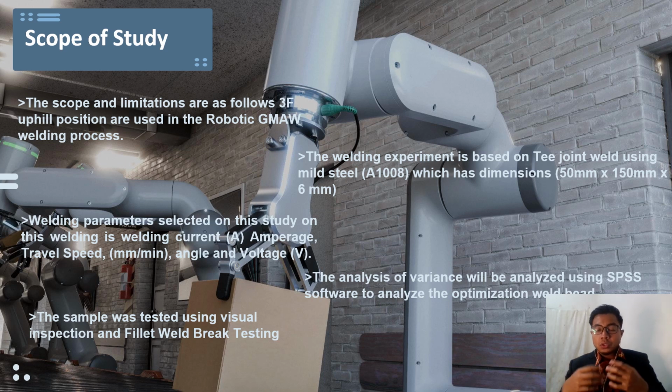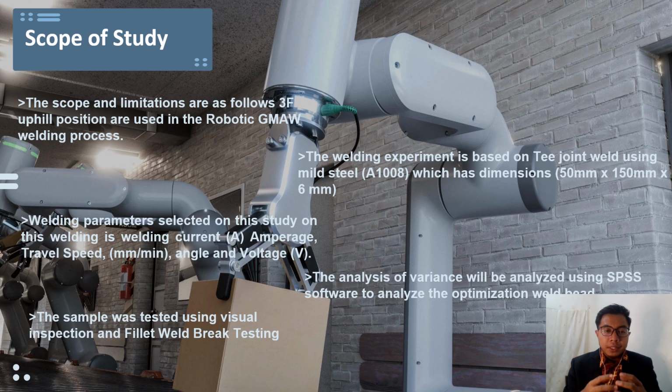Okay, next we are going to the scope of study. In this research, we have five scopes. The first one is that the 3F uphill position is used in the robotic GMAW welding process. Secondly, the welding experiment is based on a T-joint while using mild steel A1008, which has dimensions of 50 mm by 150 mm and 6 mm.